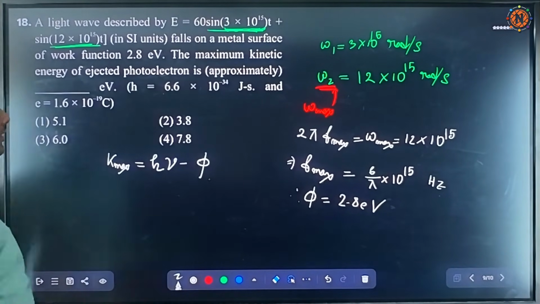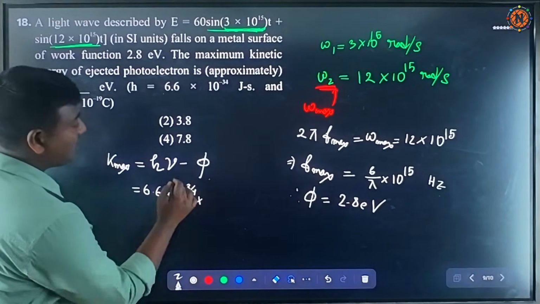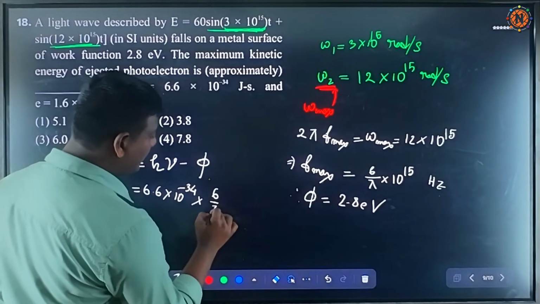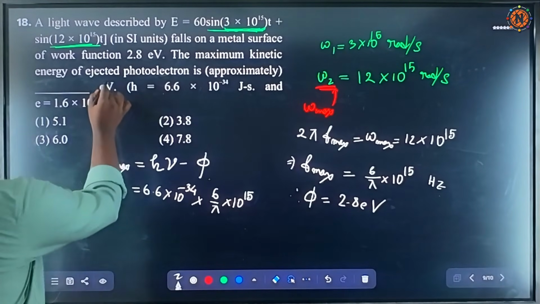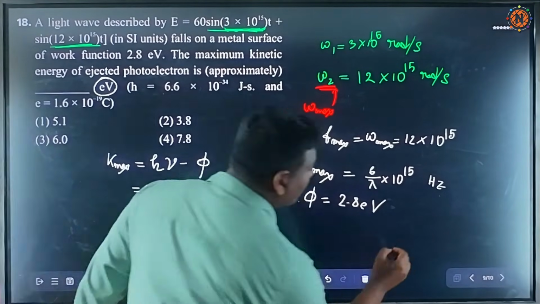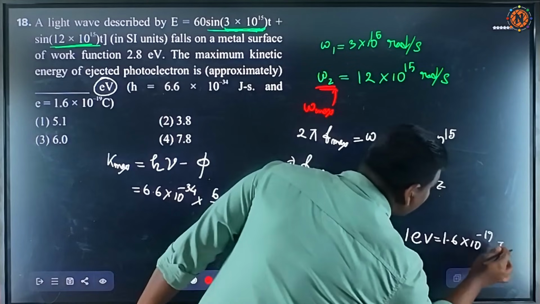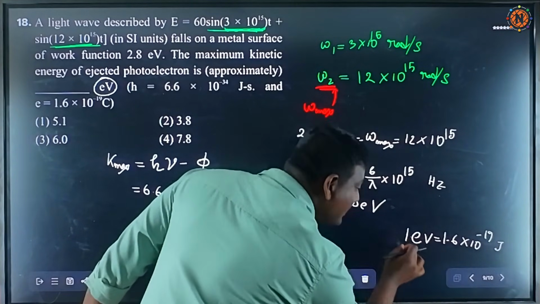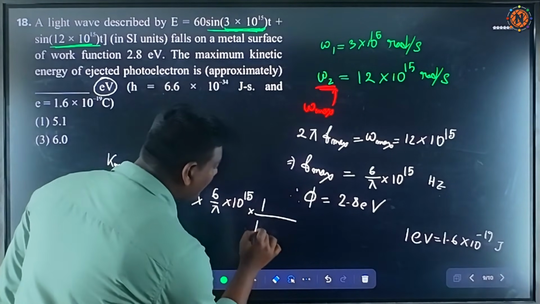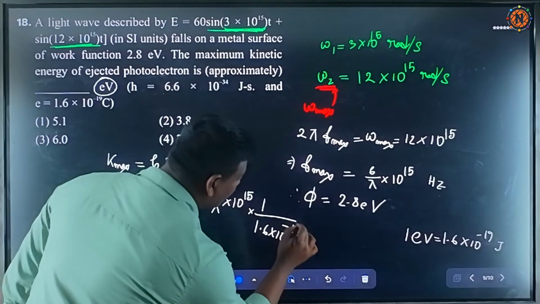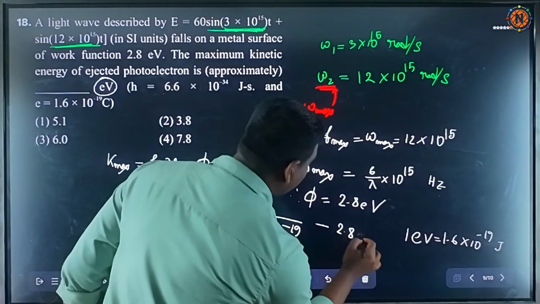Now see, what is Planck's constant given? 6.6 into 10 to the power minus 34. Now nu is how much? 6 by pi into 10 to the power 15. But this will be in joule, and we need to find it in electron volt, so convert it into electron volt. Since 1 electron volt equals 1.6 into 10 to the power minus 19 joule, 1 joule will be 1 by 1.6 into 10 to the power minus 19 electron volt. So we need to divide by 1.6 into 10 to the power minus 19. So this will be in electron volt, minus phi. Phi is given as 2.8 electron volt.